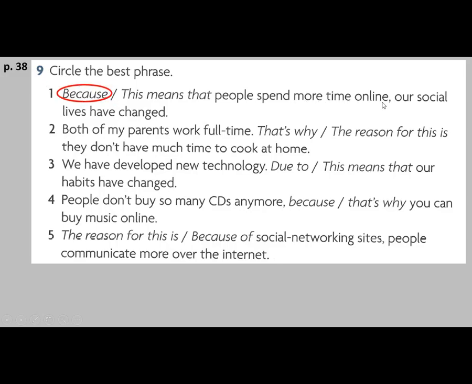Because people spend more time online, our social lives have changed. Let's look at number 2. Both of my parents work full-time. That's why they don't have much time to cook at home. What about number 3? We have developed new technology. This means that our habits have changed.